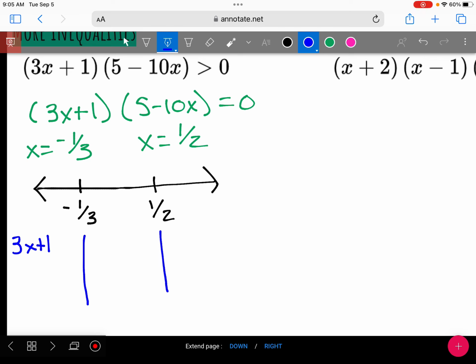If x is less than negative 1/3, so what is a number less than negative 1/3? Negative 1. Way easier to think about. If x was negative 1, is this going to be positive or negative? Negative, because 3 times negative 1 would be negative 3 plus 1, right? And that's going to be true for anything less than negative 1/3. So this chunk is going to be negative.